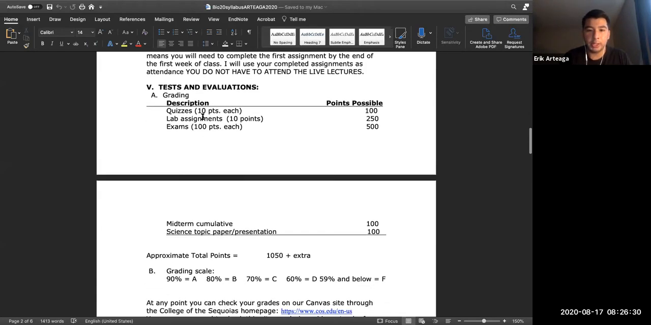So here's a point breakdown. We have 10 quizzes. So you should have one a week till the end of the semester. There's an extra credit quiz at the end. That's quiz 11, and you'll see that on the schedule right now. So you do have lab assignments, 10 points each. So you'll see that the lab is worth about 5 points, and the questions are worth 5 points as well.